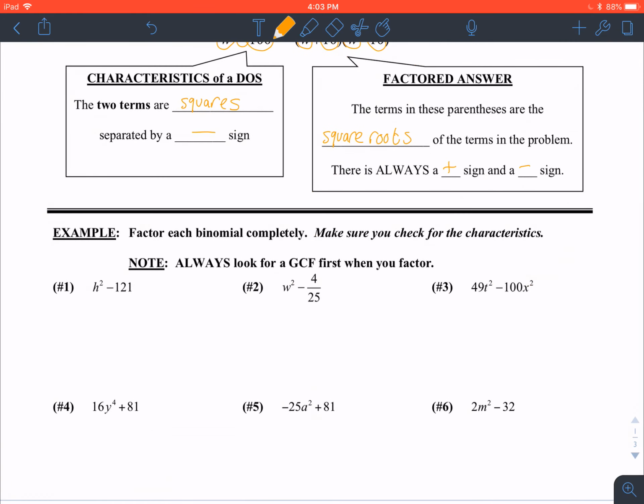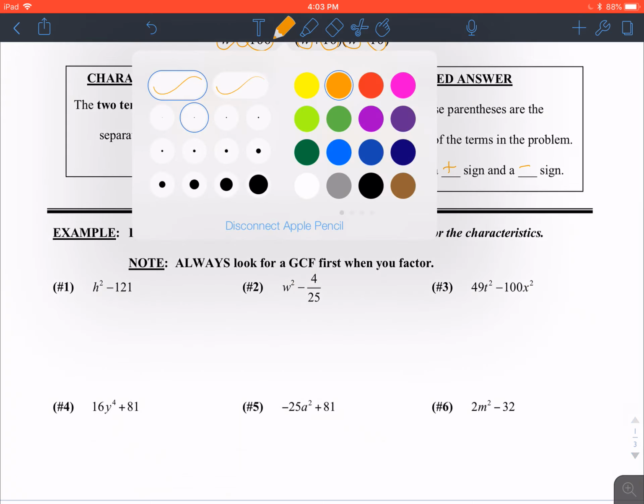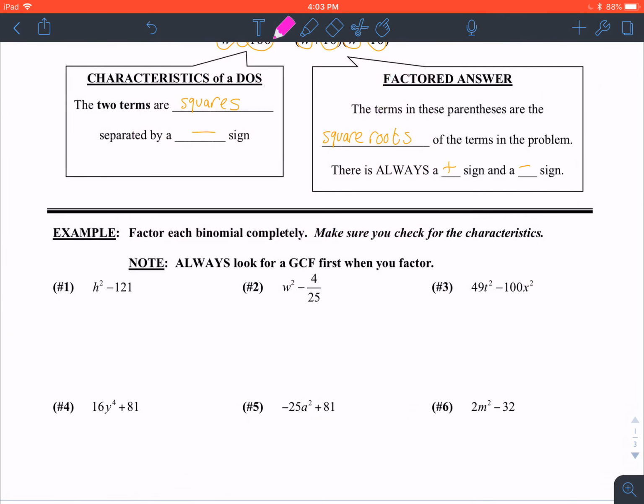Alright, which one should we do here? Let's switch to a new color. Let's just do number 1, 2, and 6. Yeah. And I'll give you a hint for number 5, okay?